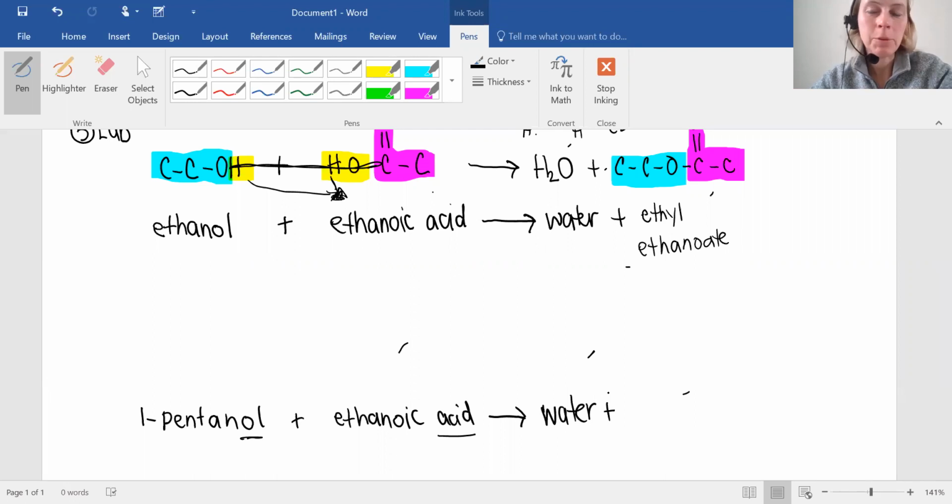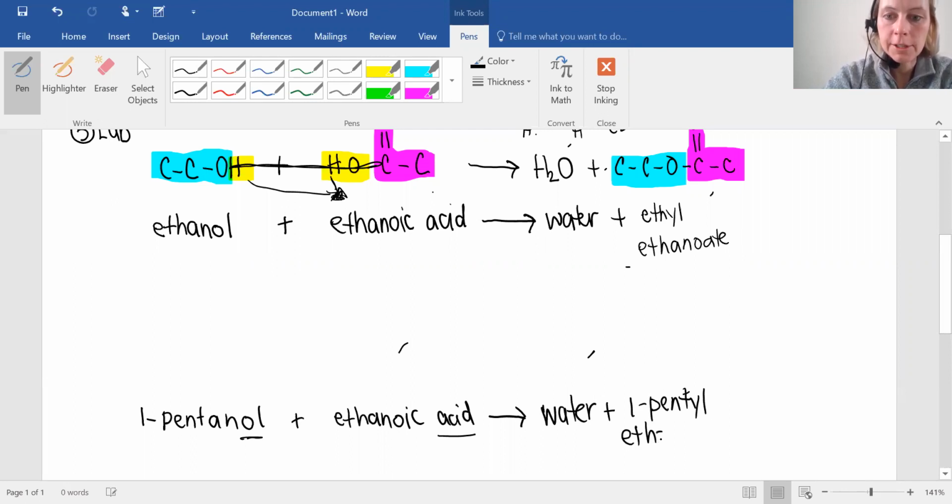And now I'm going to name it without even drawing the actual images just yet. And then we'll work backwards and see that, hey, it is true. So the trend is that the alcohol is the one that gives the branch name, and the base name comes from the acid. So if that's true, I should have one pentyl ethanoate.